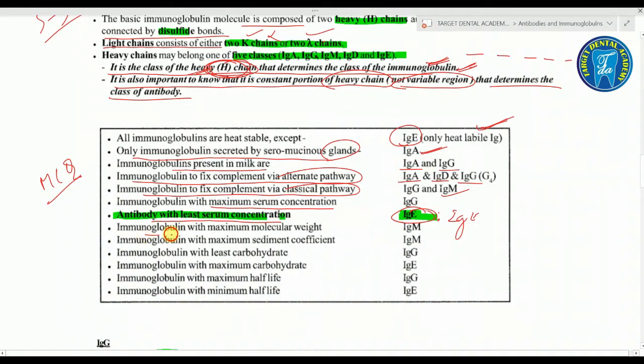Important. The immunoglobulin with the maximum molecular weight is IgM. The immunoglobulin with the maximum sedimentation coefficient is IgM. The immunoglobulin with the least carbohydrate is IgG. The immunoglobulin with the maximum carbohydrate is IgE. The immunoglobulin with the maximum half-life is IgG. And the immunoglobulin with the minimum half-life is IgE. These are very important points.